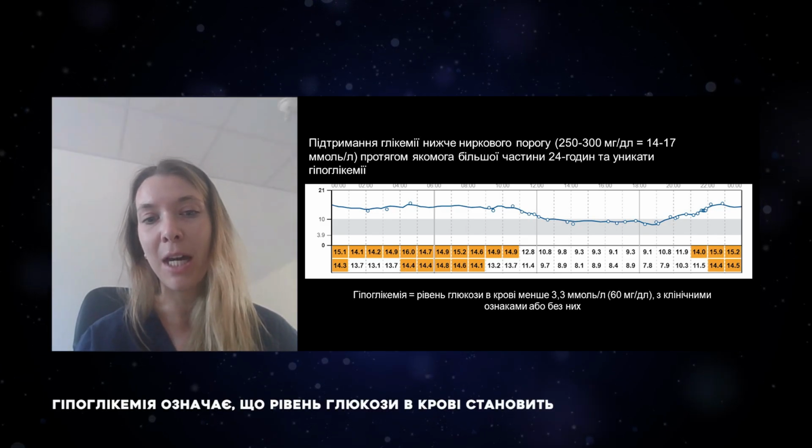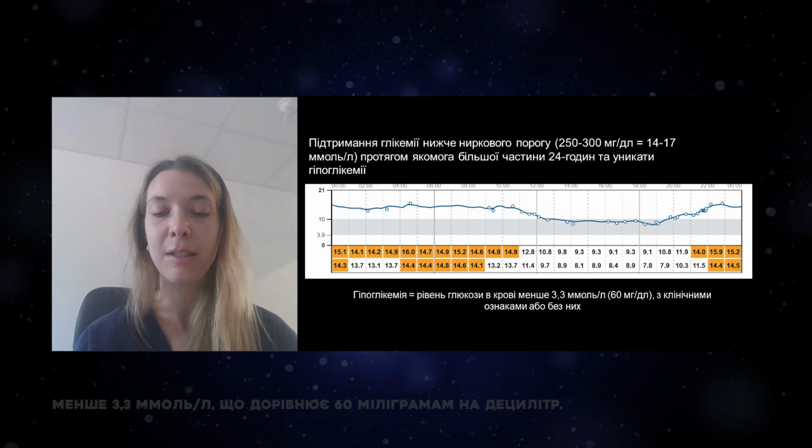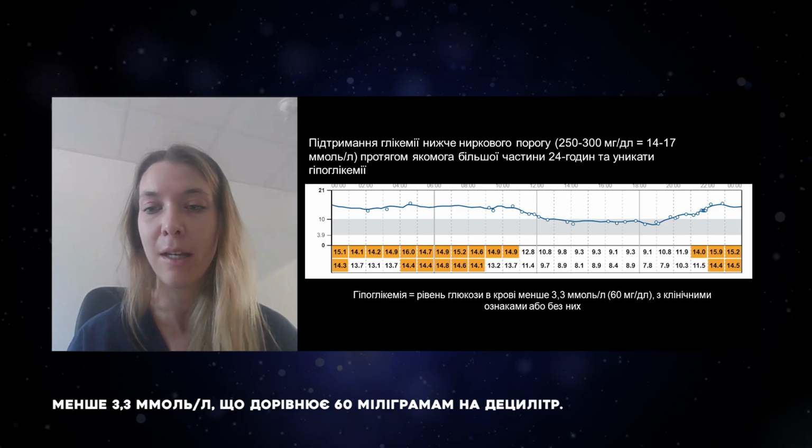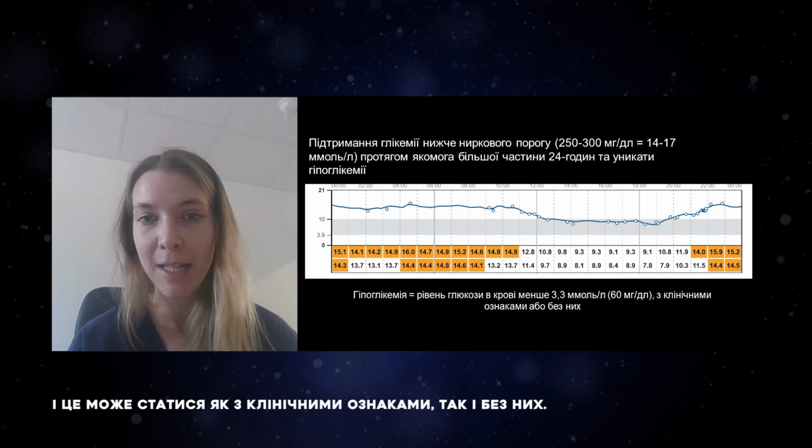And hypoglycemia, it means that you have a blood glucose measurement that's less than 3.3 millimole per liter, which is the same as 60 milligram per deciliter. And that can happen with or without clinical signs.